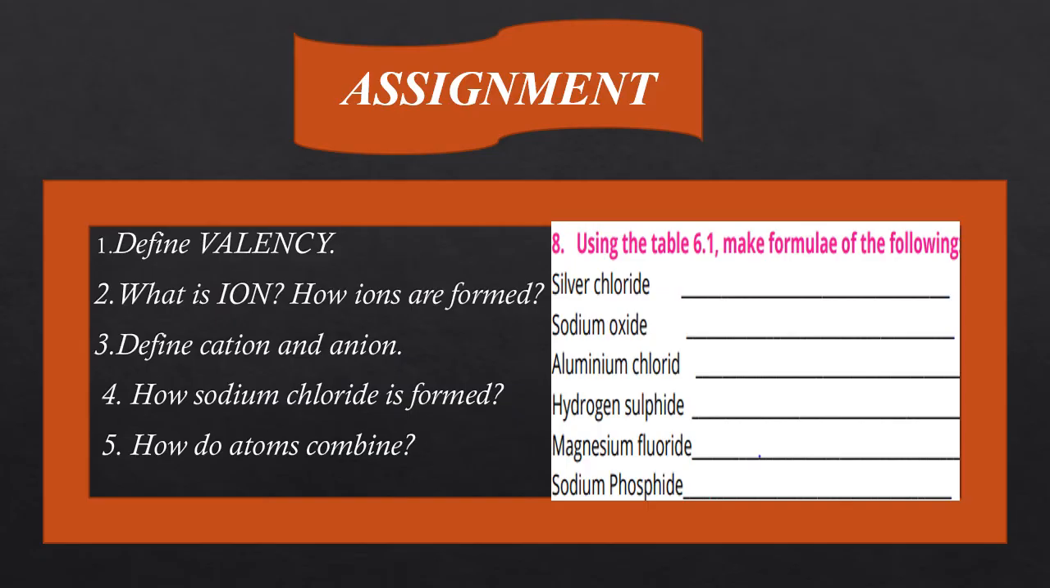Assignment. This assignment should be written in your notebooks and you have to learn it. Define valency, what is an ion, how ions are formed, define cation and anion, how sodium chloride is formed, how do atoms combine, and use this table to write the formulas of silver chloride, sodium oxide, aluminium chloride, hydrogen sulfide, magnesium fluoride, and sodium phosphide. These questions should be written in your notebooks and your teachers will then check them.